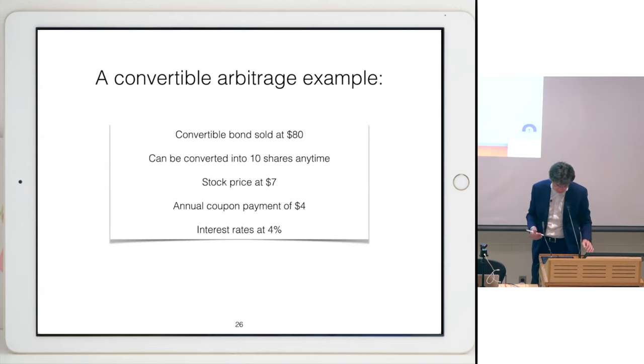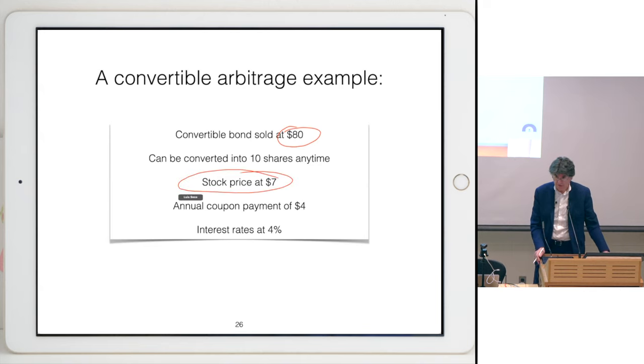So here we have an example of a convertible bond. It sells at $80. That's a 20% discount. That already gives you an idea that this company doesn't have very good credit. It has stocks trading at $7. And the bond has a convertibility feature that you can change it into 10 stocks at any time. Okay. I'm going to assume that the bond has a coupon payment of $4 and that interest rates are at 4%.